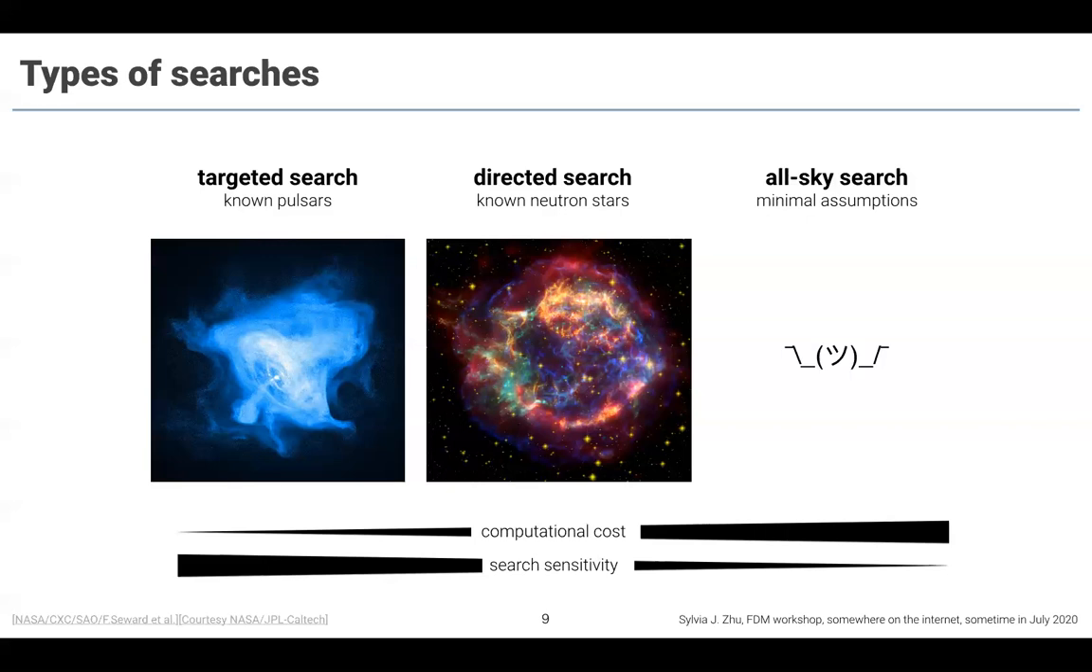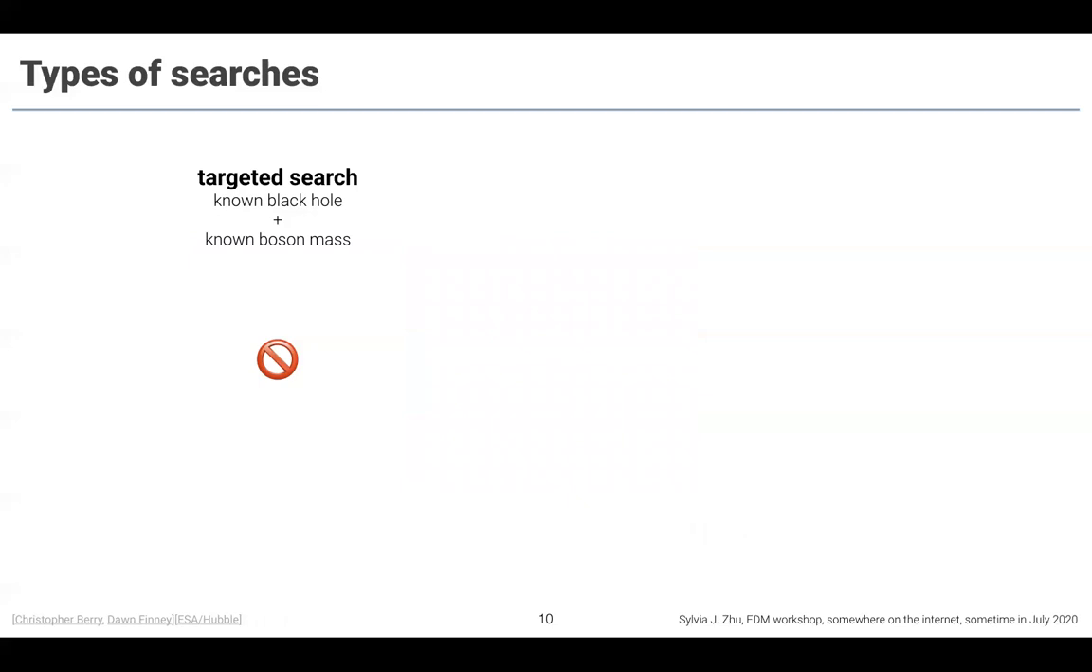So these are a couple of the different types of searches we do for continuous gravitational waves. How can we apply these search results, or interpret this instead, in terms of the boson annihilation framework? The first thing to notice is that the targeted search doesn't really make sense here, right? For a targeted search, for neutron stars, you know the source position and you know the frequency. This doesn't make sense for the boson annihilation search because it assumes you would know what black hole you care about and what mass your boson is at.